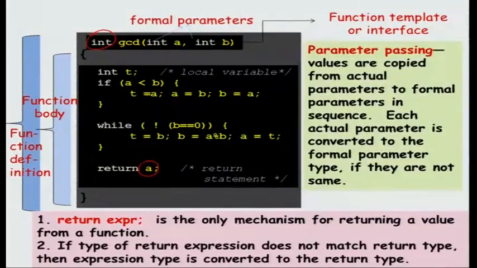Now, we have discussed parameter passing. When passing parameters in C, the values from the calling function are copied to formal parameters in the called function. So, the actual parameters are converted to the formal parameter type and a separate copy is made. So, this is known as call by value.